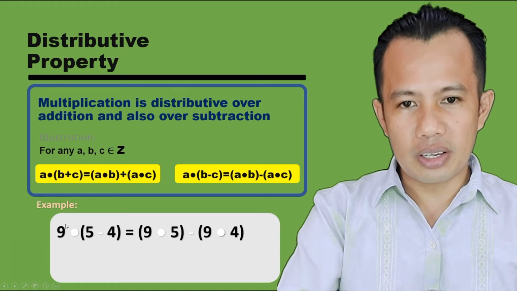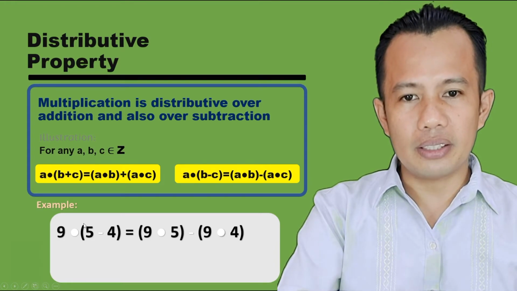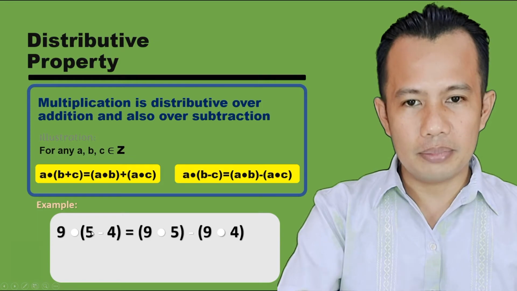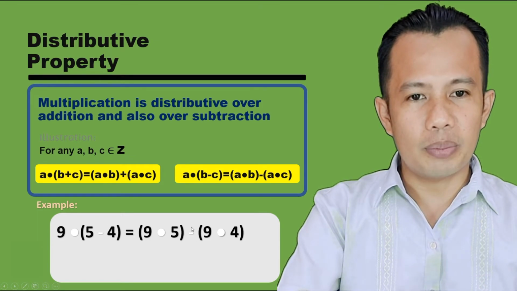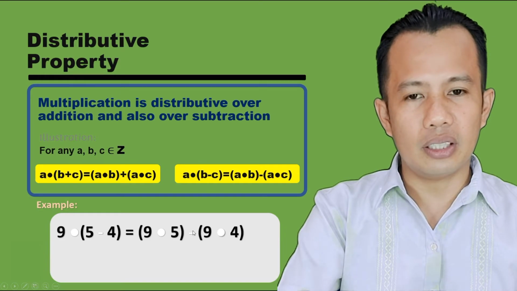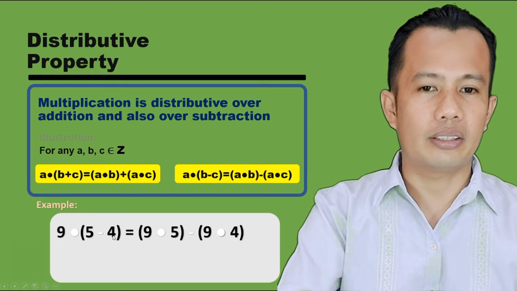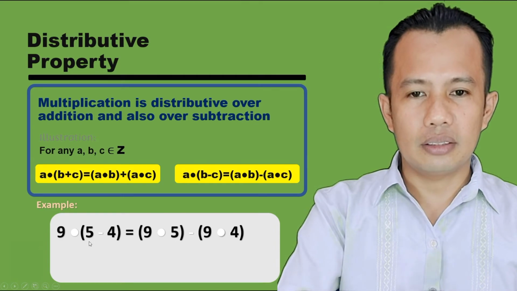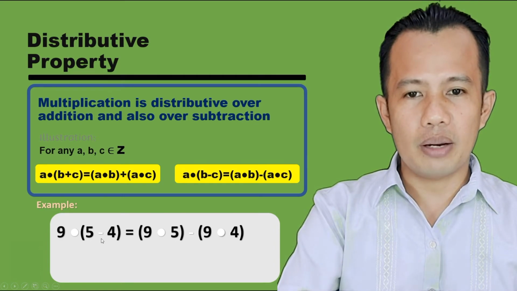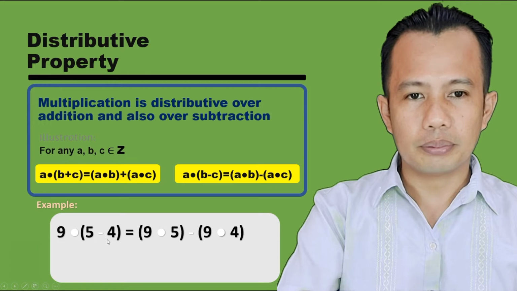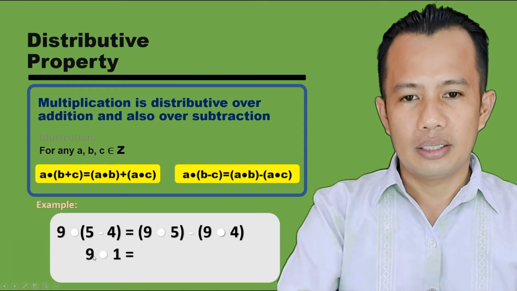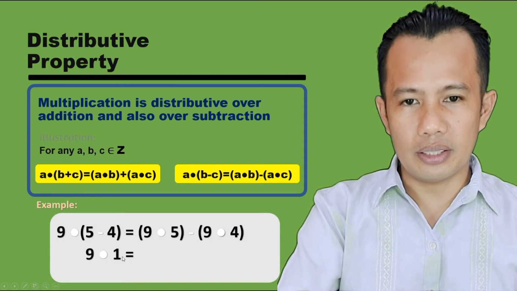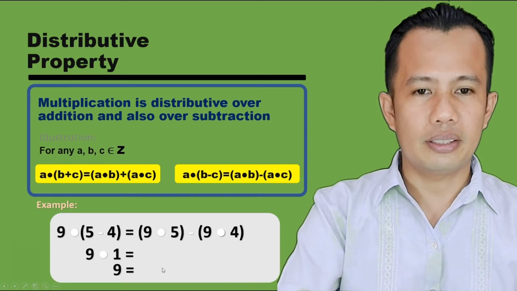9 here is distributed inside the parentheses. 9 times 5, take note, and 9 times 4. Where did we get this operation here? The operation in between 5 and 4. Let's double check the first side. 5 minus 4. 5 minus 4 is equal to 1, and let's bring down 9. Now, 9 times 1 is equal to 9.